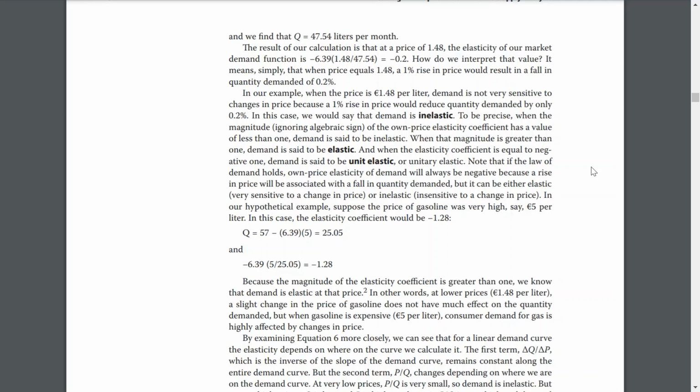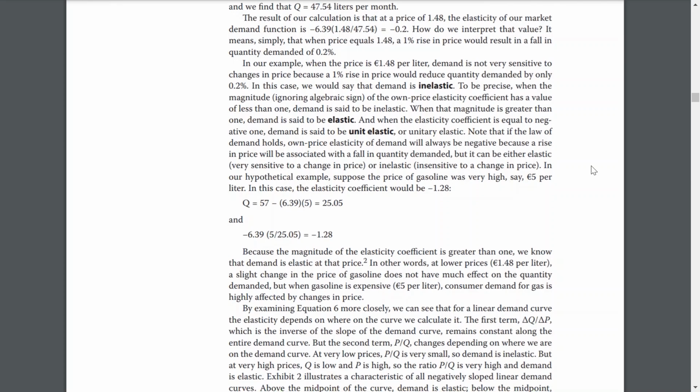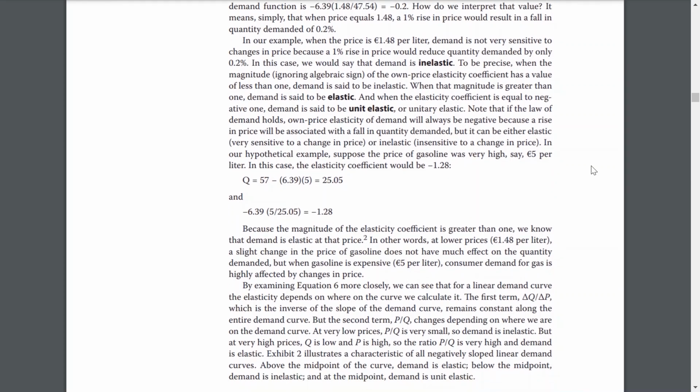To be precise, when the magnitude, ignoring algebraic signs, of the own price elasticity coefficient has a value less than 1, demand is said to be inelastic. When the magnitude is greater than 1, demand is said to be elastic. And when the elasticity coefficient is equal to negative 1, demand is said to be unit elastic. Note that if the law of demand holds, price elasticity of demand will always be negative, because a rise in price will be associated with a fall in quantity demanded. But it could be either elastic, or very sensitive to changes in price, or inelastic, insensitive to changes in price.